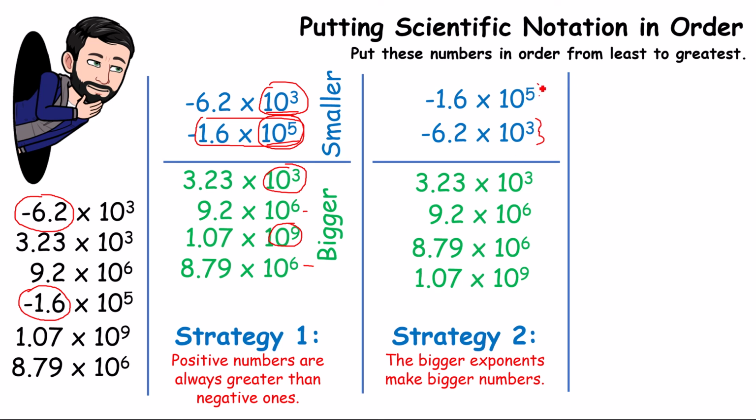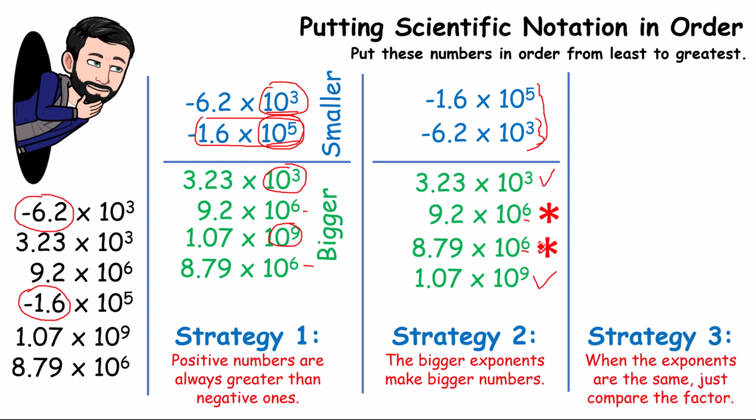Notice these two are now in order. This is now in the right spot. This is now in the right spot. The problem is these two scientific notation numbers that have the same exponent. To sort those, we have to go to strategy number 3. When the exponents are the same, just compare the factors.